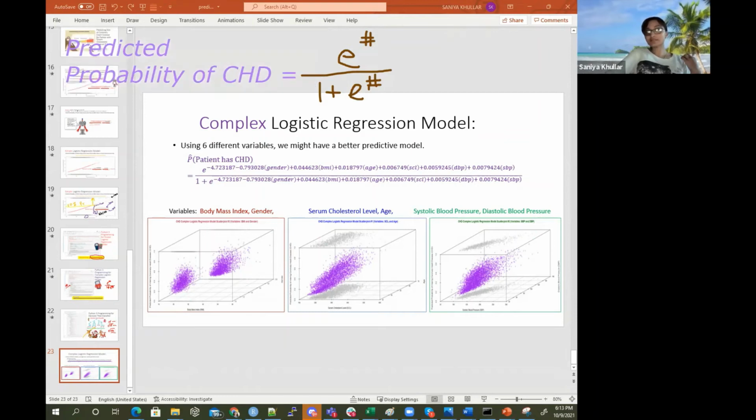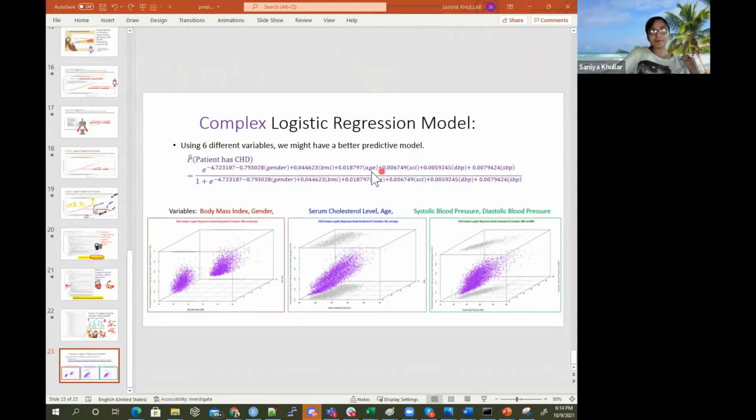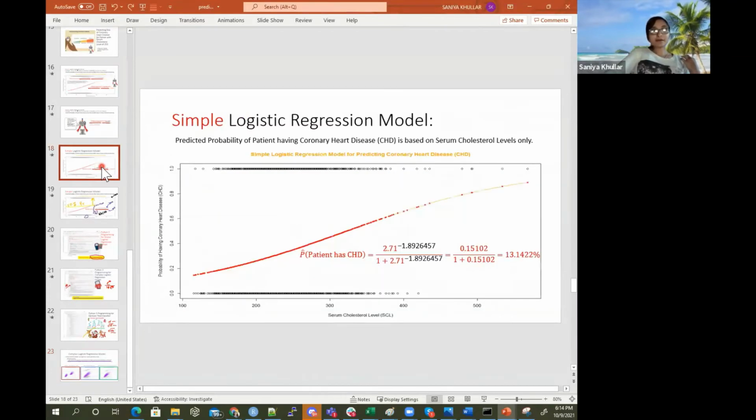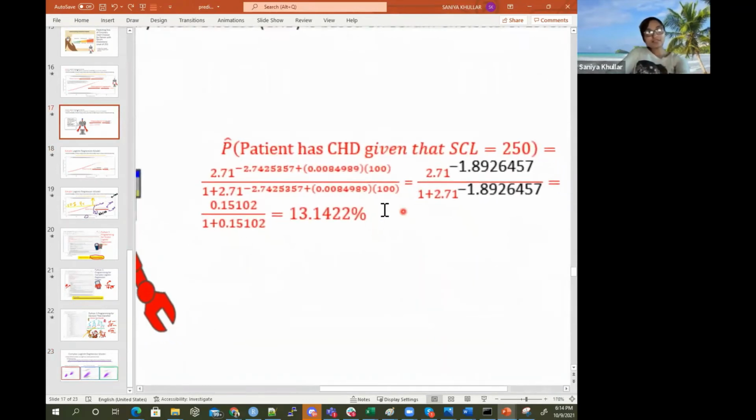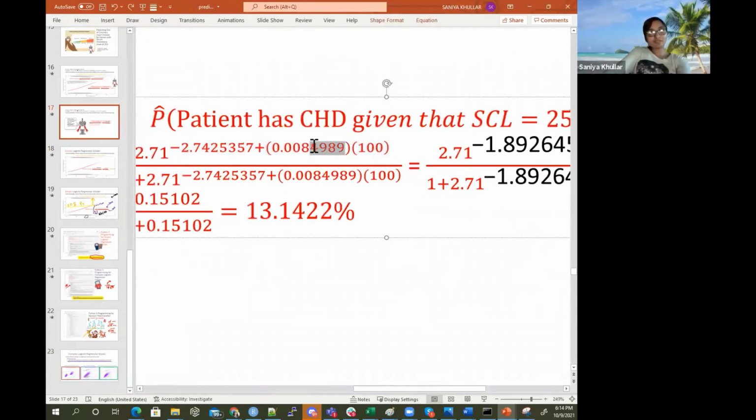And the numbers, whatever it learns, you see that now when I include all these other variables as predictors, gender, body mass index, age, diastolic and systolic, then systolic blood pressure has gone to 0.006749. That's what the model learned. But before, in our simple model, what was the number in front of serum cholesterol level? What was this number?